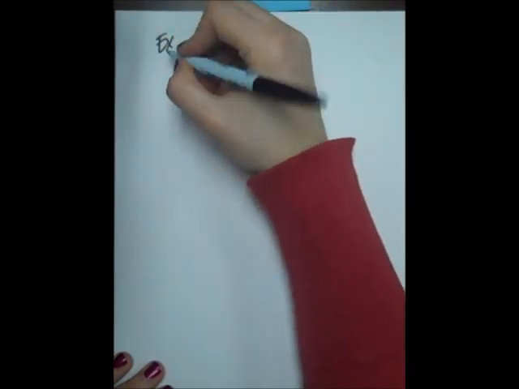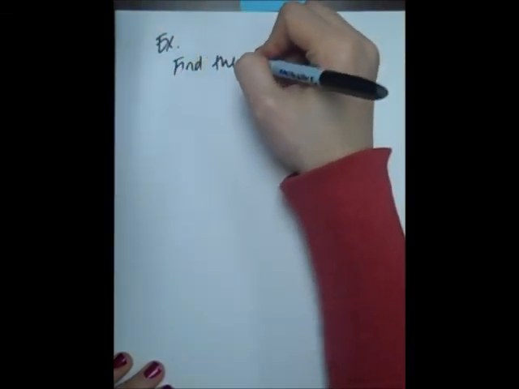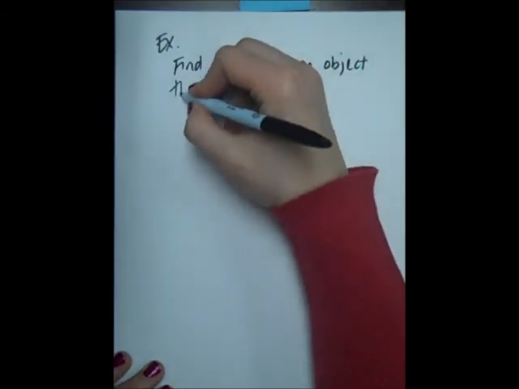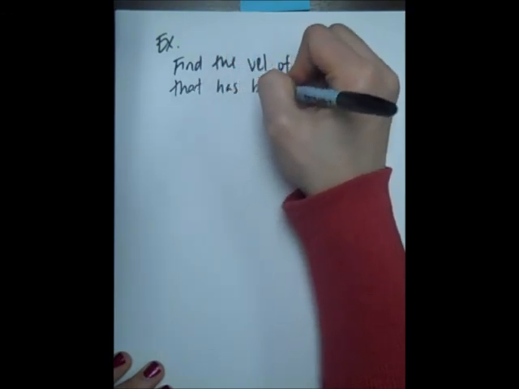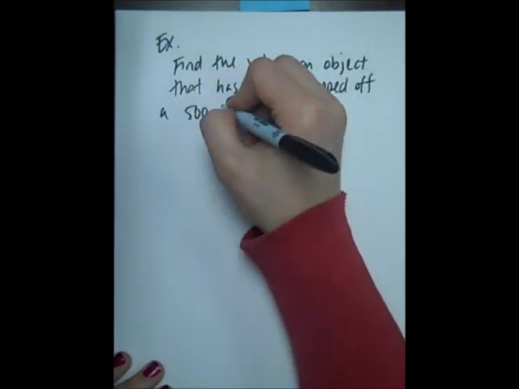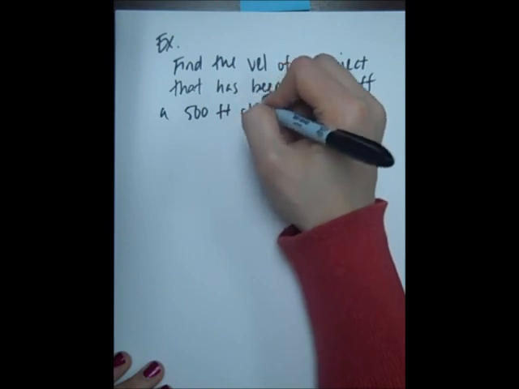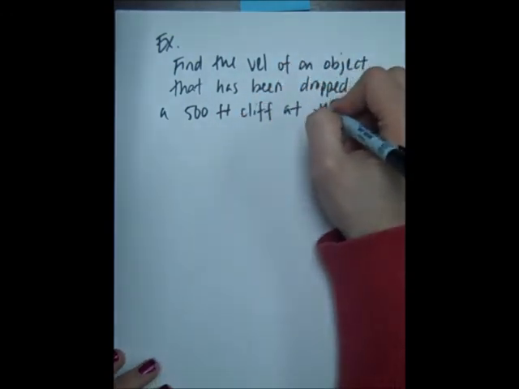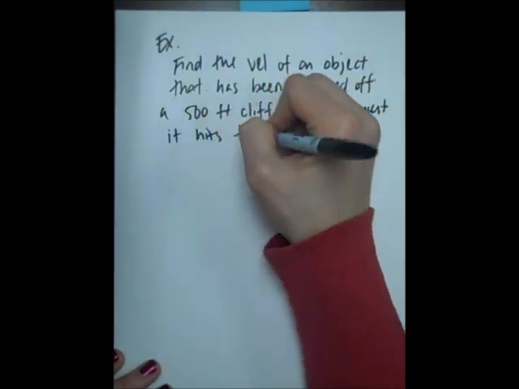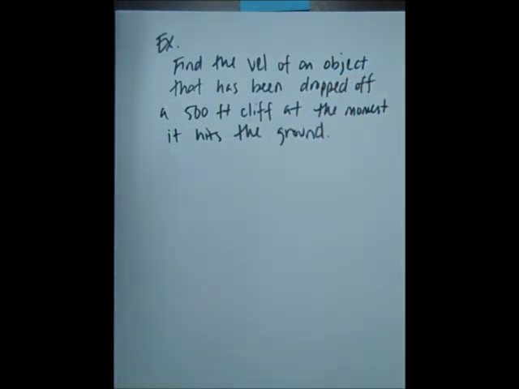Okay, let's do one more example using Galileo's formula. Let's find the velocity of an object that has been dropped off a 500-foot cliff at the moment it hits the ground. So we're trying to find the velocity of an object that has been dropped off a 500-foot cliff at the moment that it hits the ground.